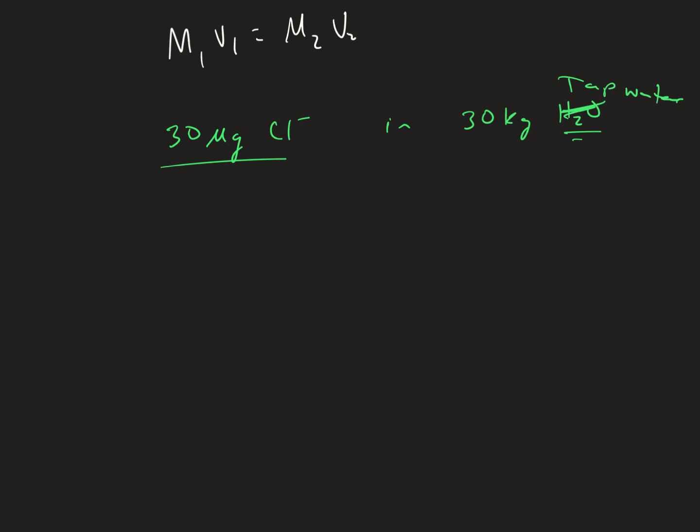Okay. So we want to know what the concentration is. And maybe it'll tell you in parts per million or parts per billion. But either way, it's going to be the same for the first part, right? So it's just a concentration. What's our solute? Chloride. And this is our solution. Concentration is the amount of solute, 30 micrograms of chloride, over the amount of solution, 30 kilograms of tap water, or we just call it solution.